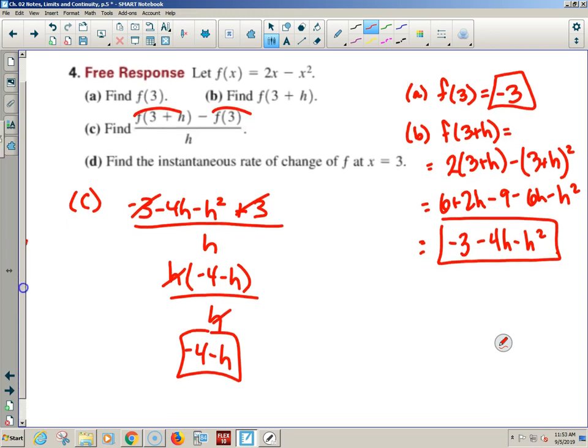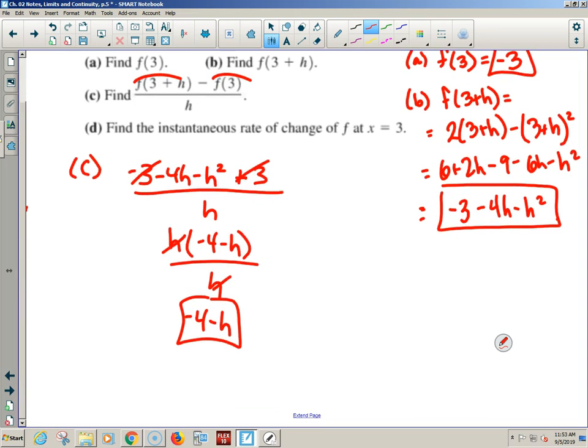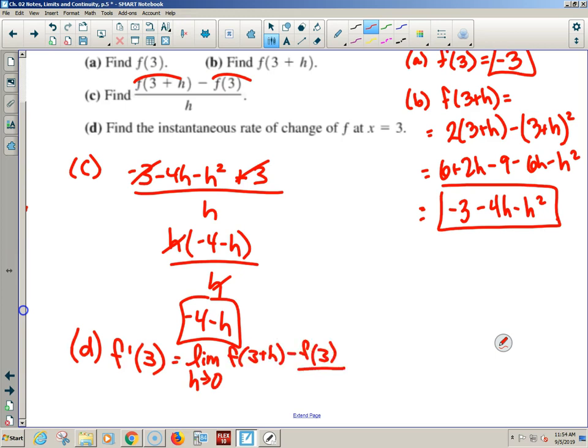And how do we use that to find the instantaneous rate of change of f at x equals 3? Aren't they asking us to find f prime of 3? Isn't f prime of 3 the same thing as the limit as h goes to 0 of f of 3 plus h minus f of 3 all over h? And isn't that what we just found? Yes. The only thing left to do is plug in h is 0. Done.